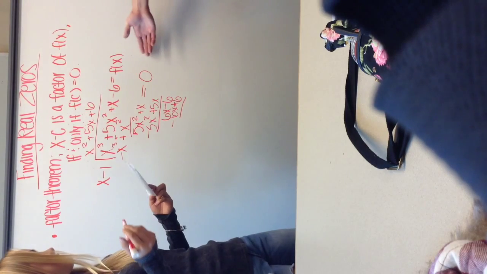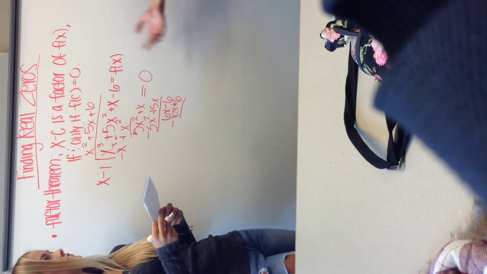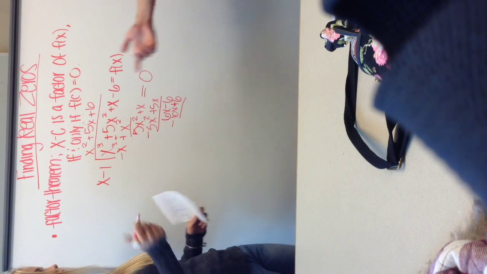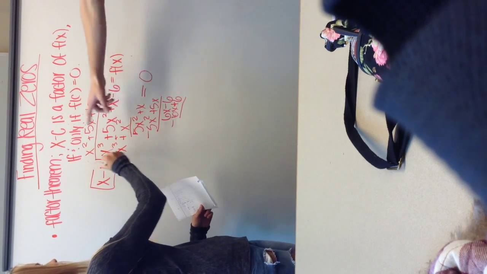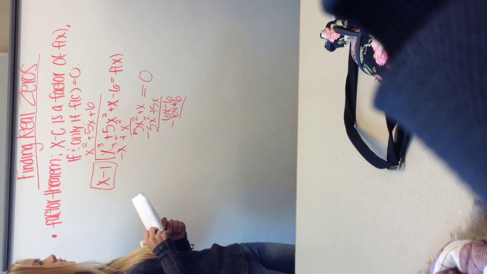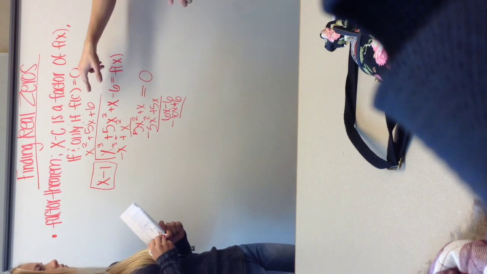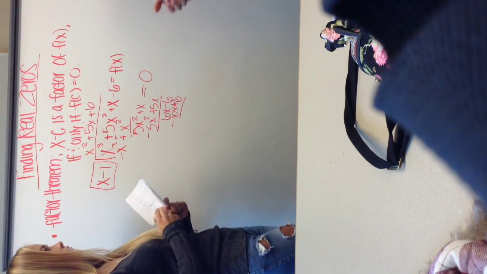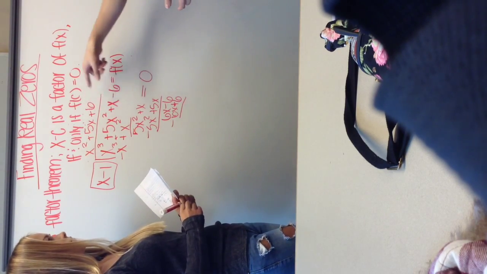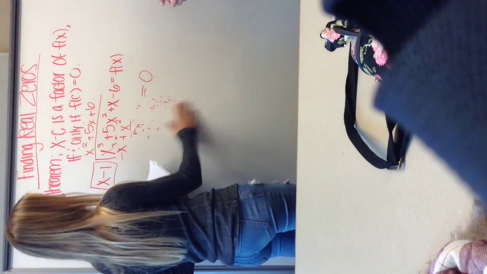So because the remainder equals 0, this in a way proves that x minus 1 is a factor of the polynomial x cubed plus 5x squared plus x minus 6. But in addition to that, it also broke down the polynomial into x squared plus 5x plus 6. And through this, we can find out what the other two factors are.